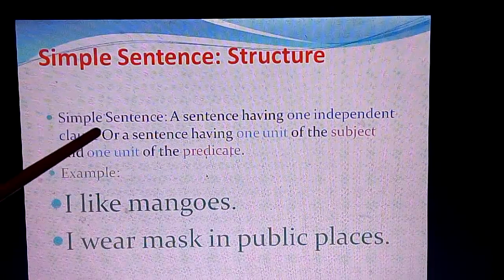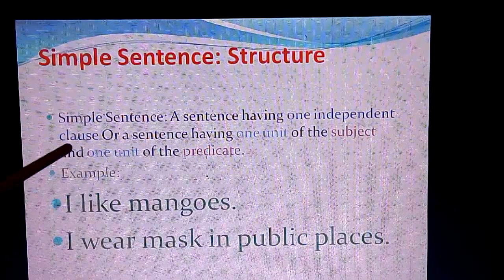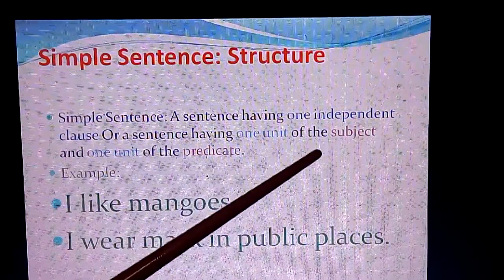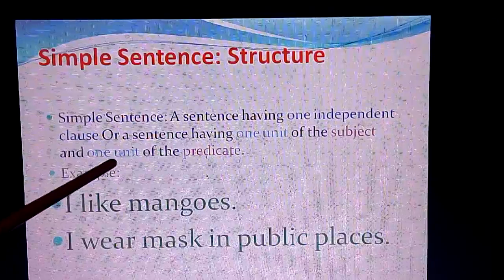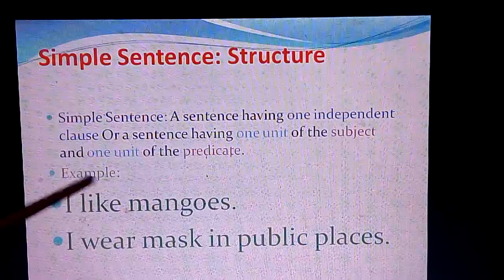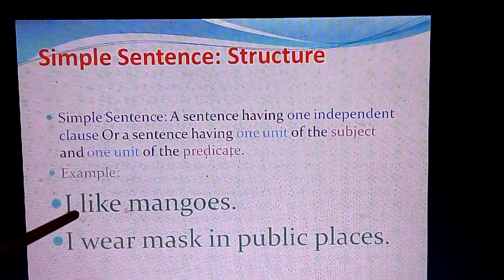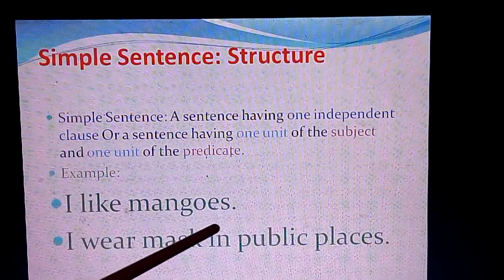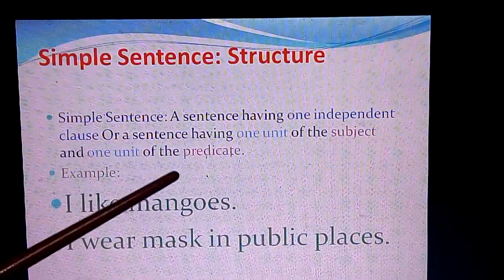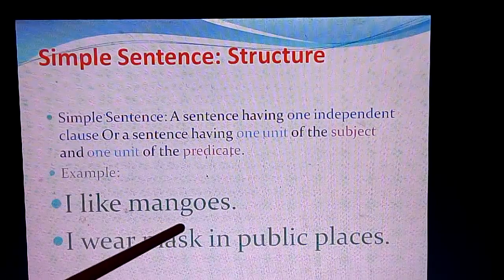What is a simple sentence? A simple sentence is a sentence having one independent clause, or a sentence having one unit of the subject and one unit of the predicate. I hope you are quite clear about subject and predicate. Example: I like mangoes. I is the subject, like mangoes is the predicate. So this is a simple sentence because it has got one subject and one predicate.